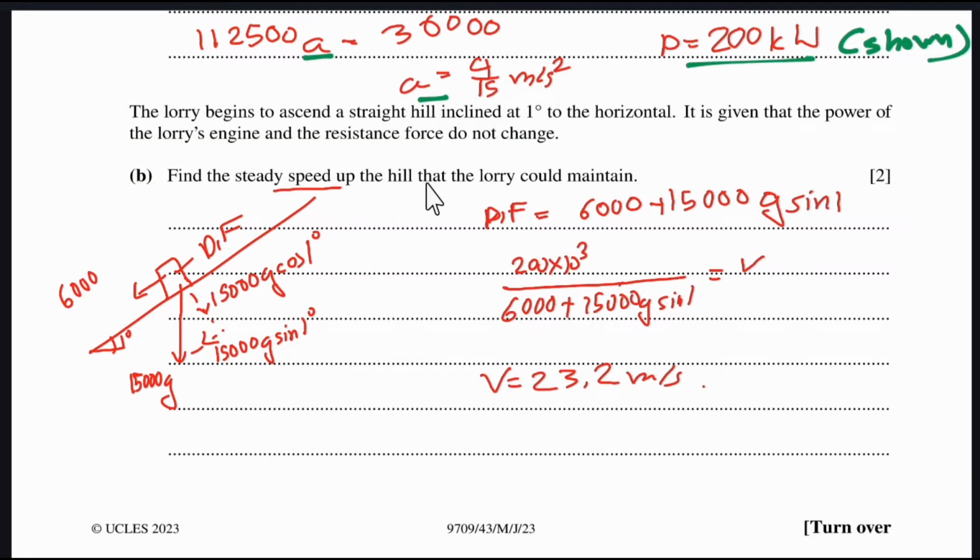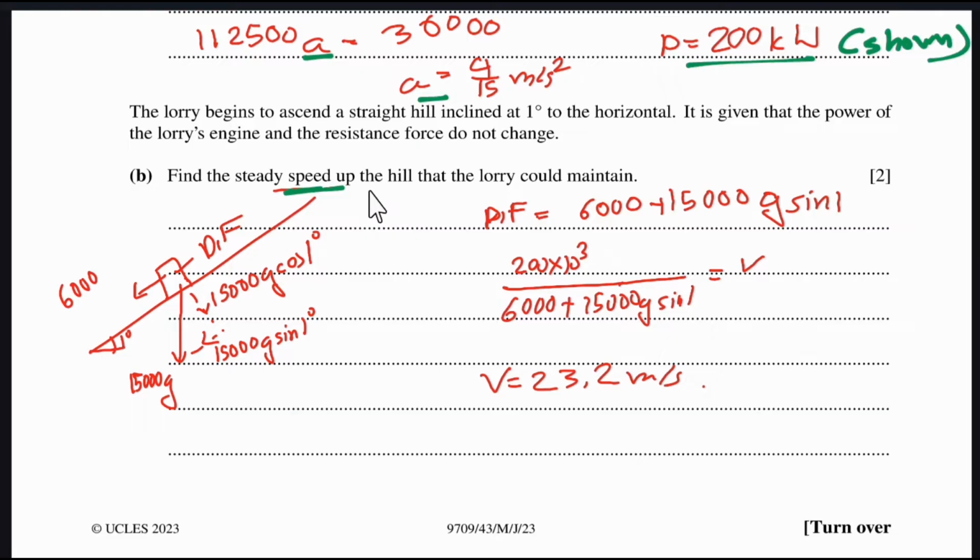The body began to ascend a straight hill inclined at an angle of 1 degree to the horizontal. So this angle is 1 degree. It is given that the power of the lorry engine and the resistance force do not change. So the power and the resistance force do not change. Find the steady speed. So we need to find the steady speed up the hill that the lorry can maintain.